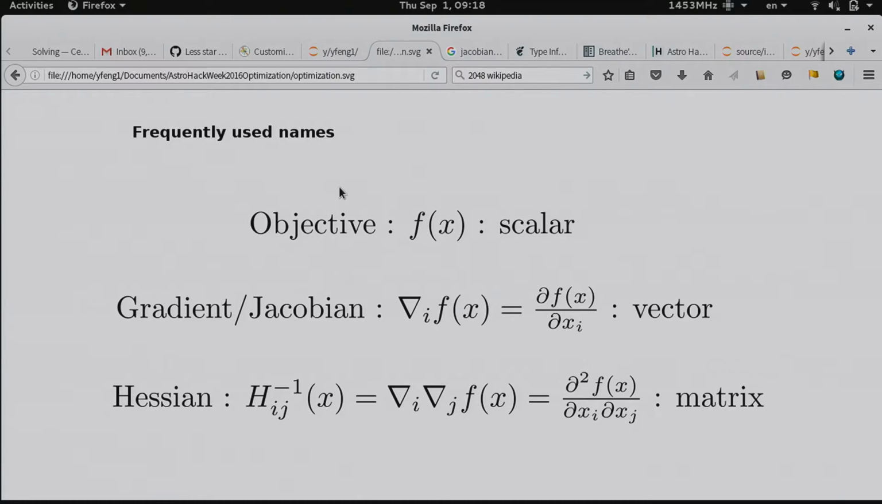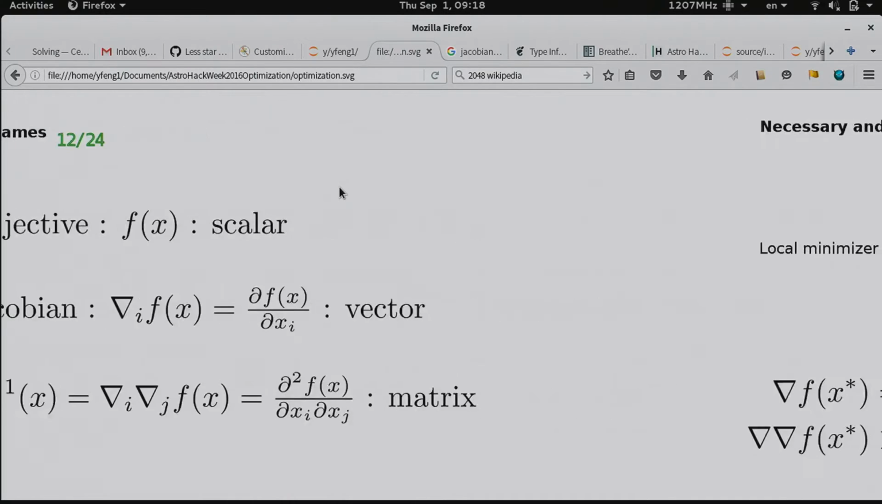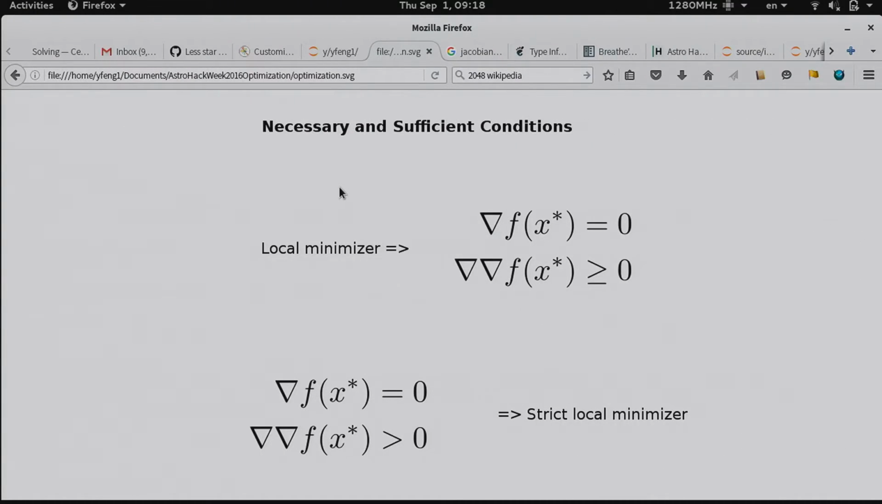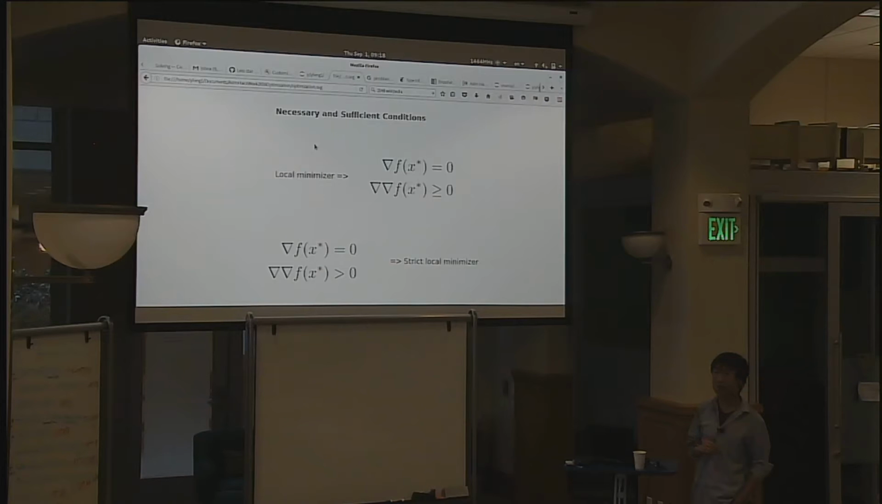So basically, if we have all three of them, the function has to be sort of smooth to the second order, so you have a continuous Hessian. And if the function is good, if you can look at the function all the way down to the Hessian, then we can derive from Taylor's theorem necessary and sufficient conditions of minimizers.